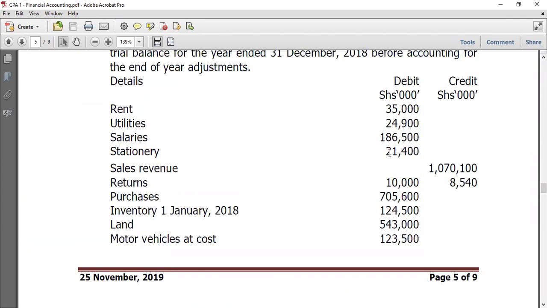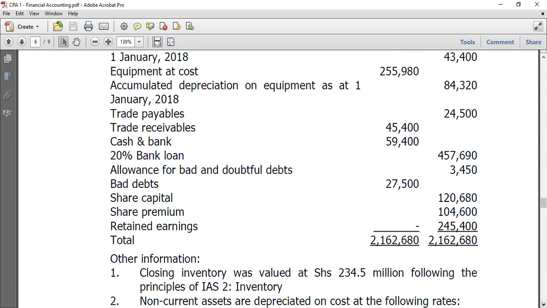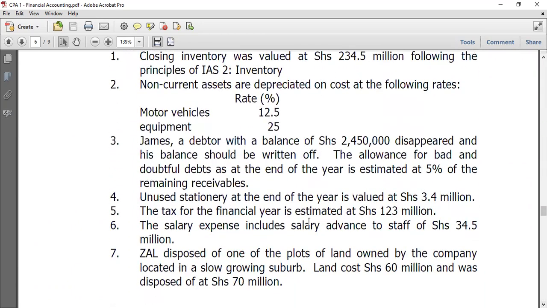You see this question? This is stationery, but this is the amount that we have for our salaries. That is the amount we have for our salaries, 186,500. And they're telling us that that 186,500 includes an advance paid to staff of 34.5. Now, this advance of 34.5 doesn't relate to this period. You get it? It relates to the next financial period.